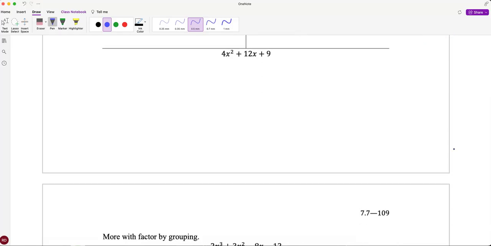This one, I think we've worked this one, but 4x squared plus 9, that's a perfect square. So 2x. That's a perfect square, 3. If you multiply the 2 and the 3, you get 6, double it, you get 12. So this is just 2x plus 3 squared.